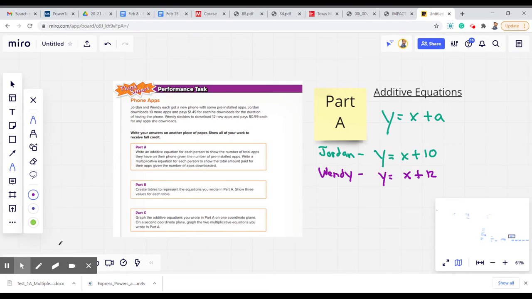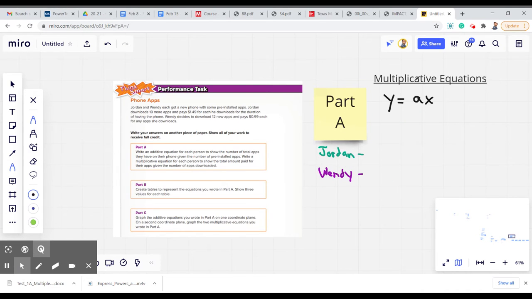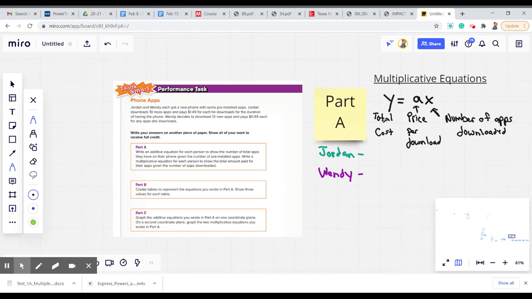All right, let's move on to, we're still in part A, but we're going to move on to multiplicative equations. For a multiplicative equation, it's y equals ax, okay? Where a, this time, we are talking about, it says write a multiplicative equation for each person to show the total amount paid for their app. So we're talking about cost. So y, let me break this down real quick. Okay, so y is the total cost of all the apps. A will be the price per download, and x is going to be just the number of apps downloaded.